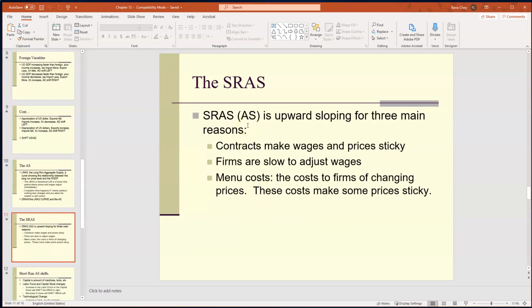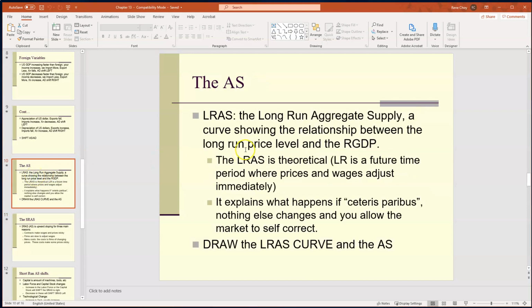The short-run aggregate supply is upward sloping for three basic reasons. Contracts make wages and prices sticky. Firms are slow to adjust wages, and we have menu costs. Now, to understand this right here, let's go back and talk about what is the difference between short run and long run.